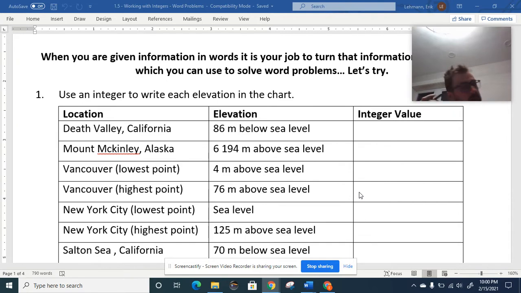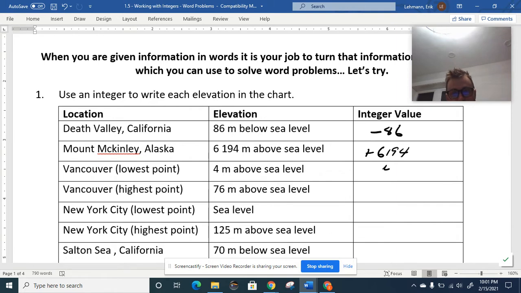If you are below that and the sea level rises, in a flood you could end up underwater. If you are above sea level, you are a certain positive number above that 0 line. So 86 below sea level for Death Valley would be negative 86. 6,194 above, we would just write as 6,194. You could put a positive there if you wanted, but you wouldn't have to.